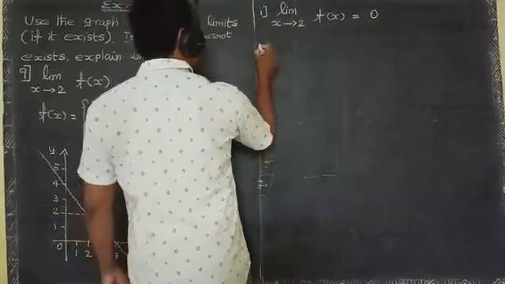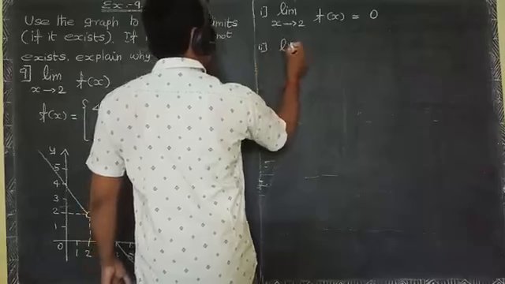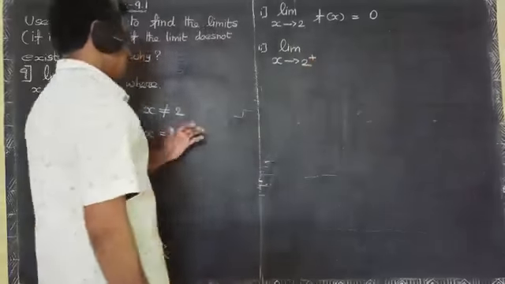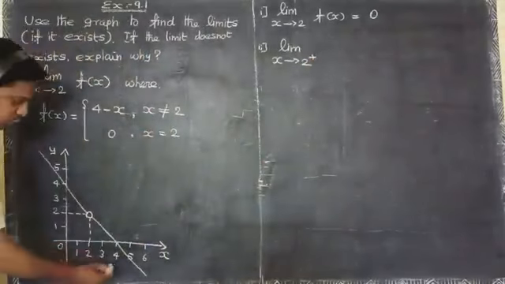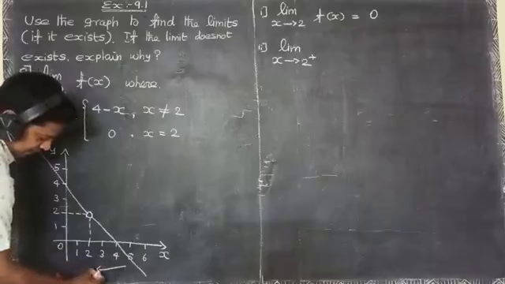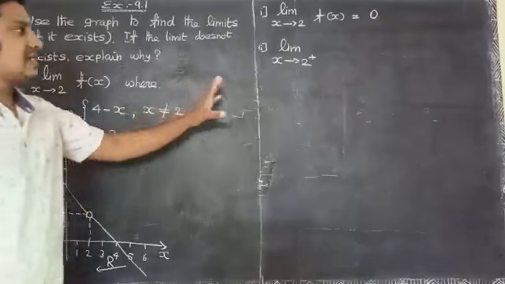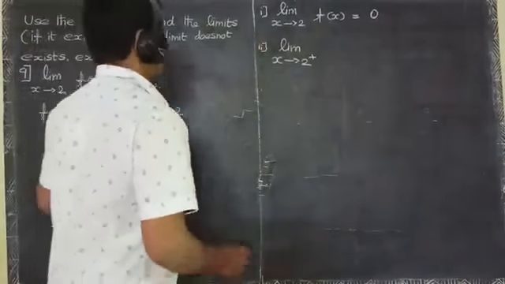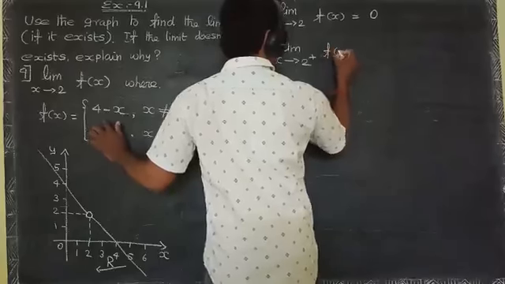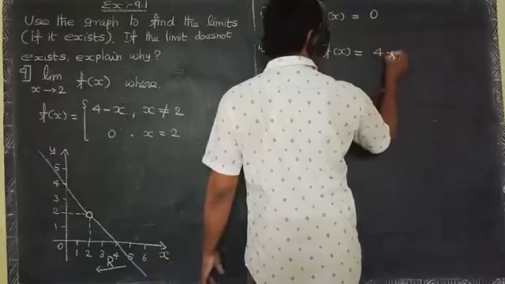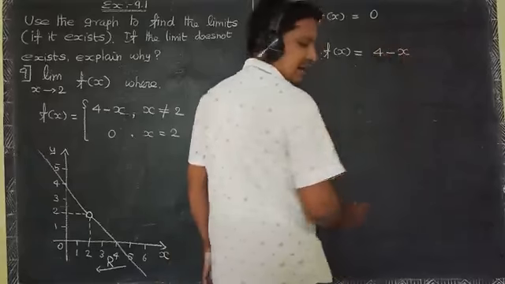Then the second one, limit x approaches 2 plus. 2 plus means x approaches 2 from the right side, but not x equal to 2. It means we take the function 4 minus x.